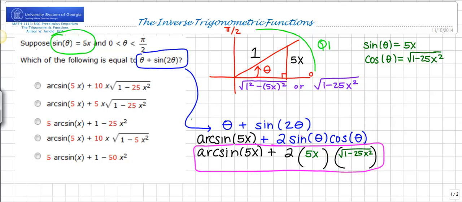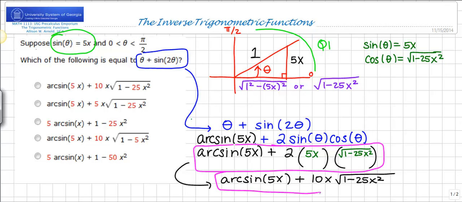And then we need to look at our choices to see which one is the best fit. Okay. Well, we have arc sine of 5x plus 2 times 5x, which is 10x, times the square root of 1 minus 25x squared. The square root does not distribute over addition or subtraction, so that's as far as we can go there. So let's look and see which of these choices models this expression. Okay, and it looks to me that our best fit here is the first one, which has everything that we need.